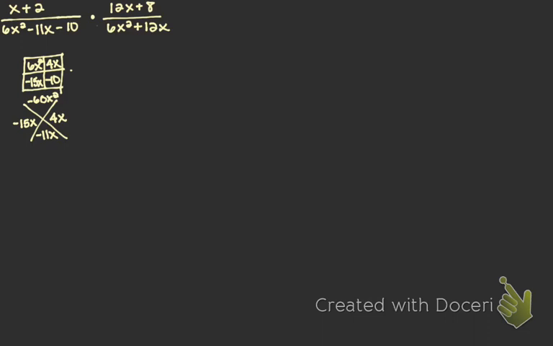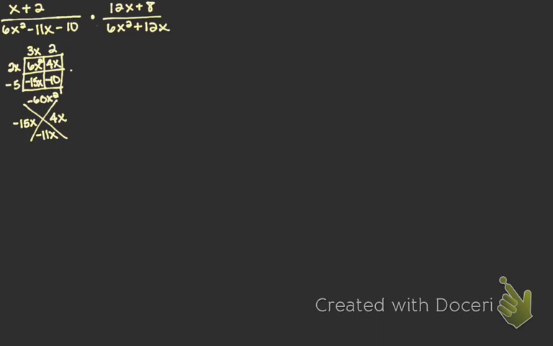So 6x squared and negative 15x have a 3x in common. 4x and negative 10x have a 2 in common. 6x squared and 4x have a 2x in common. Negative 15x and negative 10 have a negative 5 in common. Just to be sure that everything worked, make sure that the outside of your generic rectangle multiplies and gives you the inside of the generic rectangle.